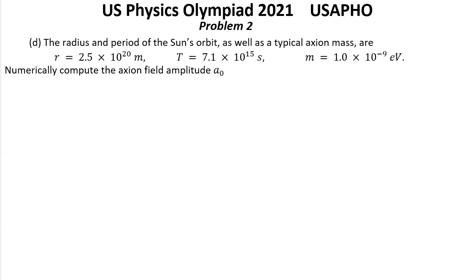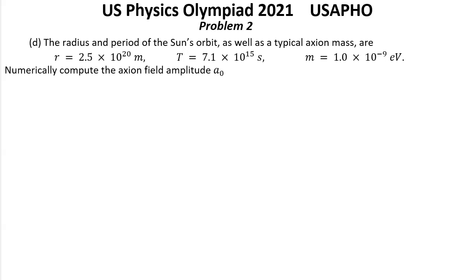Question D. The radius and the period of the Sun's orbit, as well as a typical axion mass, are r equal 2.5 times 10 to the power 20 meters, period t equal 7.1 times 10 to the power 15 seconds, and mass of axion equal 1.0 times 10 to the power negative 9 electron volts. Numerically compute the axion field amplitude A0.